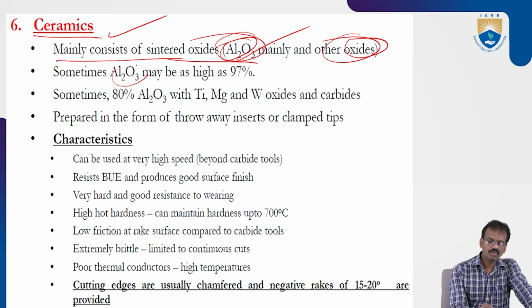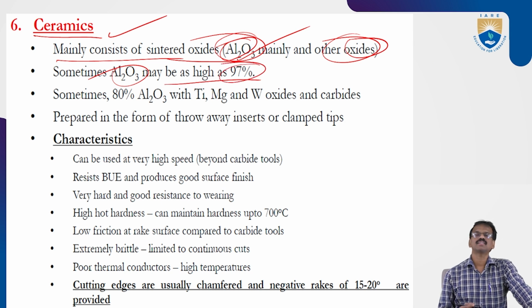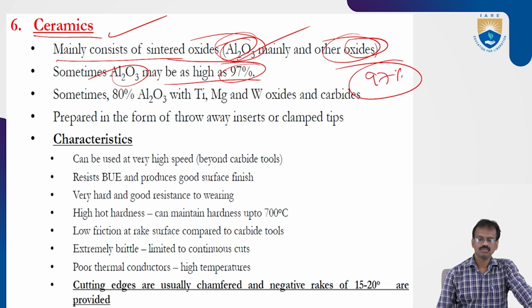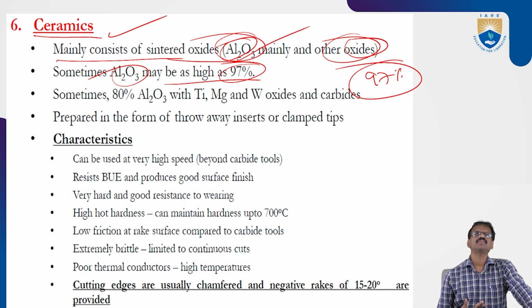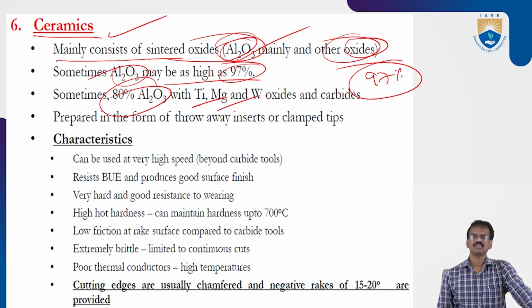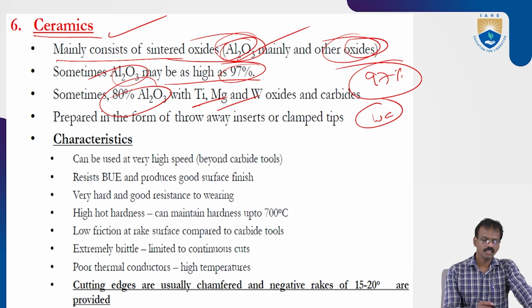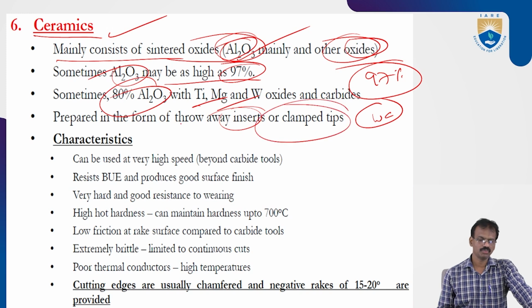Sometimes aluminum oxide may be as high as 97 percent. Sometimes 80 percent aluminum oxide is used with titanium oxide, magnesium oxide, vanadium oxides, or carbides also: titanium carbide, magnesium carbide, vanadium carbide. These are the ceramic particles, which have very high melting temperatures, meaning very hard materials. These are prepared in the form of throwaway inserts or clamp tips. This is the process to manufacture these types of materials.